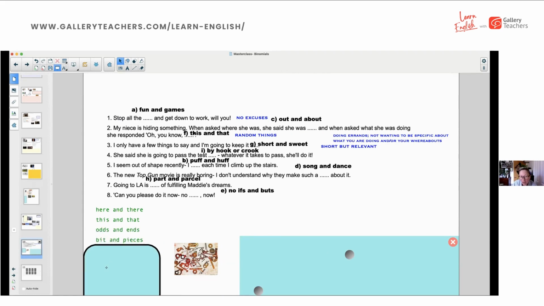Now, odds and ends, bits and pieces, and bits and bobs, that's another thing that we use a lot. Bits and bobs is like bits and pieces, but in England, we use it a lot. And it's just random things like this. When I do the washing, I always have to make sure that I take out all the bits and bobs from my husband's trousers and from the pockets, because I don't want to ruin the washing machine.